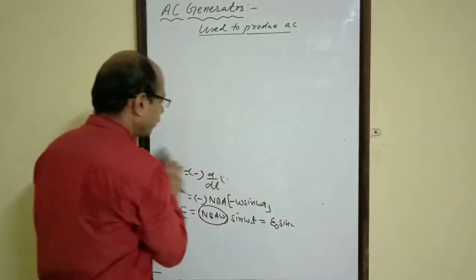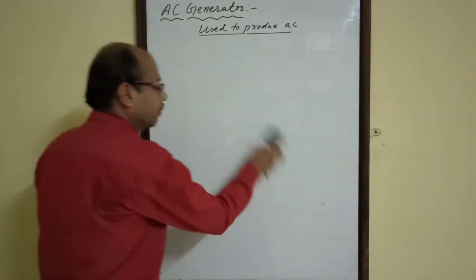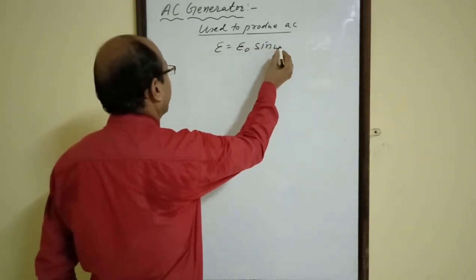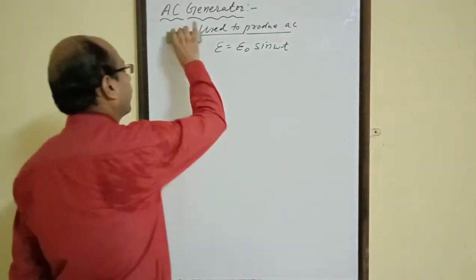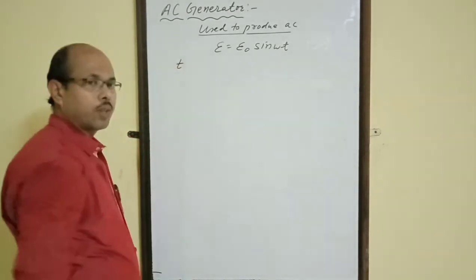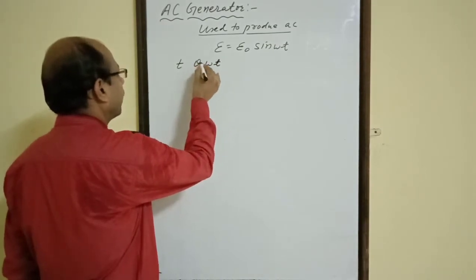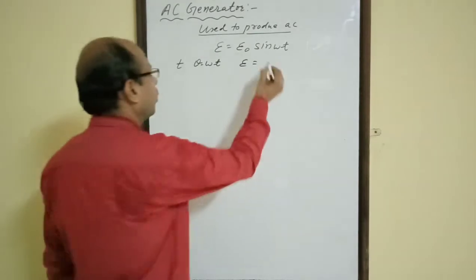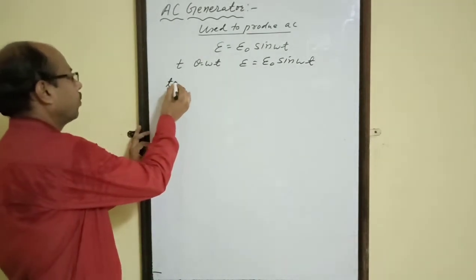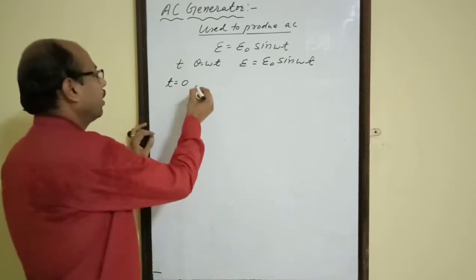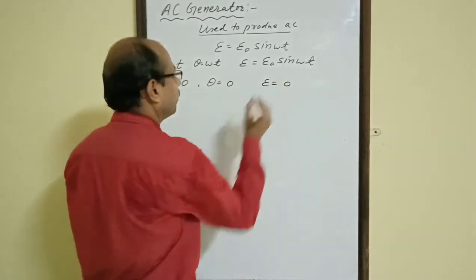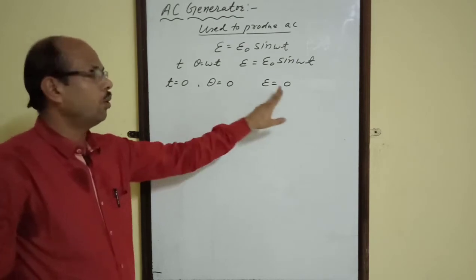Now we are going to understand how it behaves like alternating EMF. E equals to E naught sin omega t. Now if we consider different values of time, then omega t will be different, that is theta, and finally we get E equals to E naught sin theta. Let us suppose initially t equals to 0. Initially t equals to 0, therefore theta will be 0 because theta equals to omega t, and therefore E equals to 0.